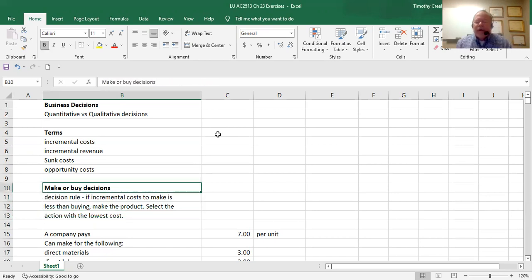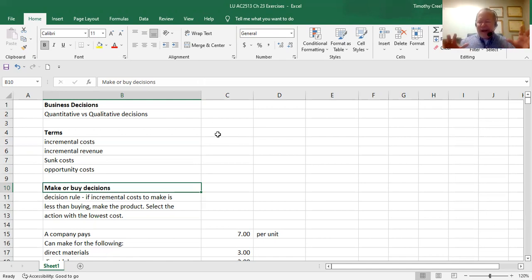So when we're talking about make or buy decisions, what we're talking about is, should we make it ourselves or should we buy it from the outside? In essence, it's an outsourcing decision. Should we outsource the product from someone else or should we do it ourselves? And so the rule is you want to select the option with the lowest price. If it's a lower price to make it yourself, you make it yourself. If it's a lower price to outsource to another company, you outsource to another company.